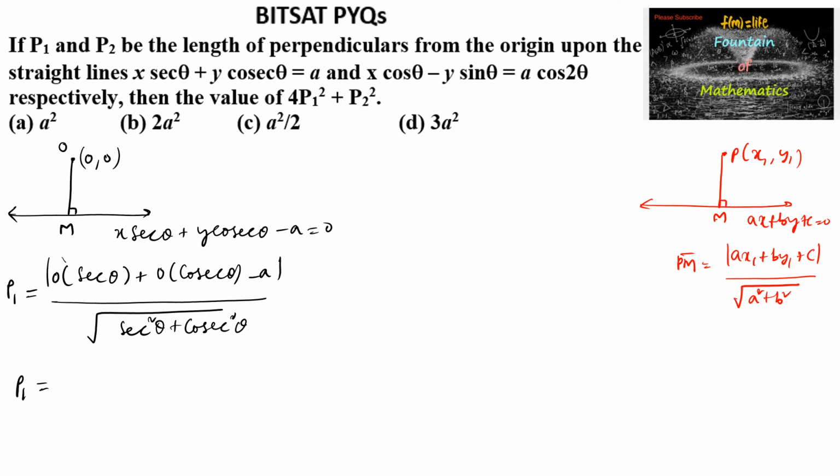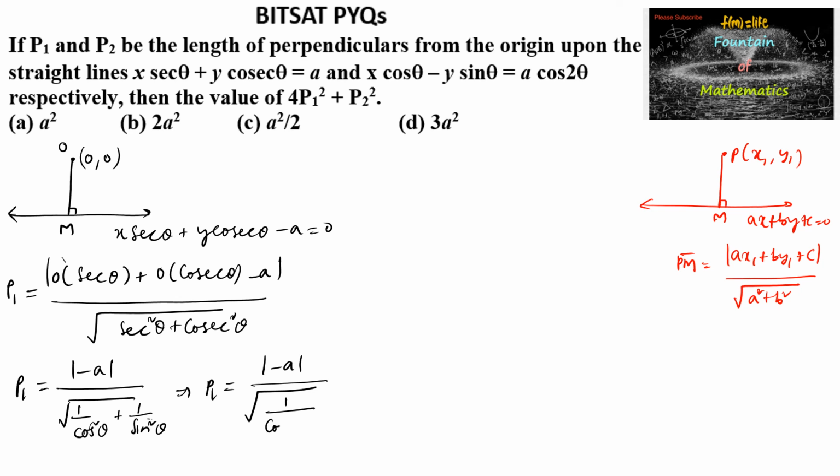So P1 we can write as mod of negative a divided by root of secant square, which is 1 by cos square, plus cosecant square, which is 1 upon sin square theta. That is P1 is equal to mod of negative a upon under root of (sin square plus cos square) upon cos square theta into sin square theta. So this can be taken as mod of negative a into cos theta into sin theta.